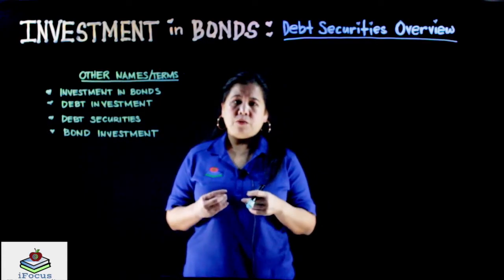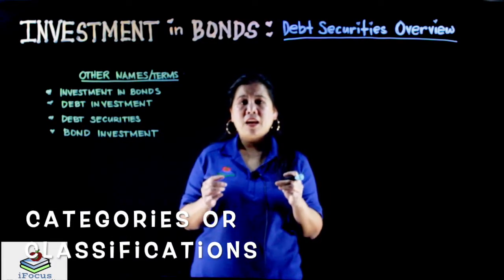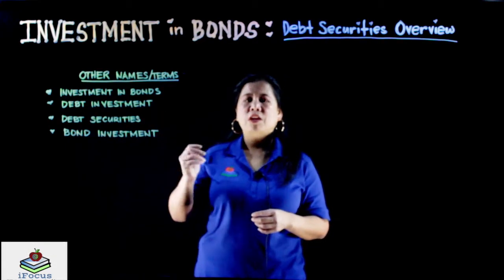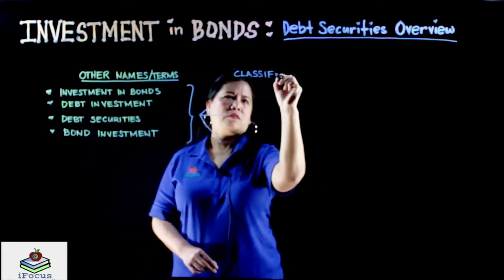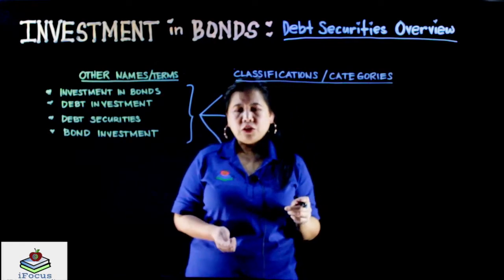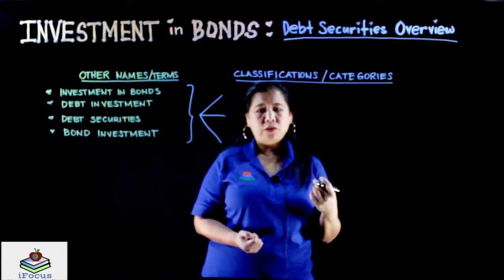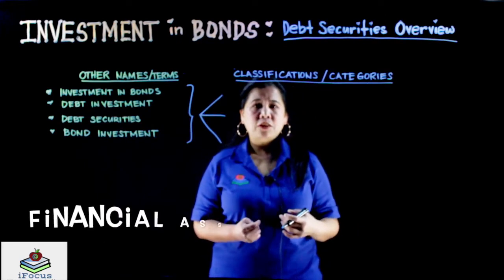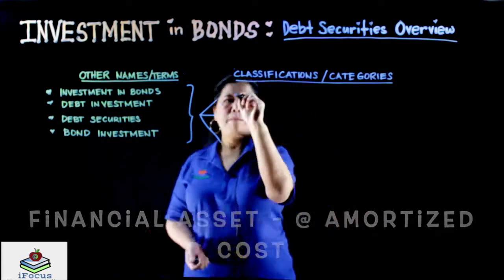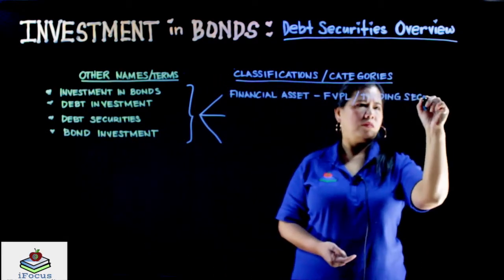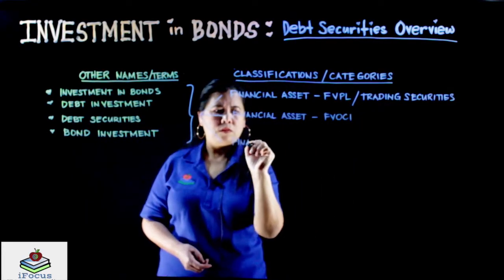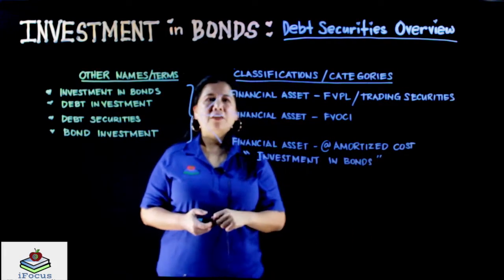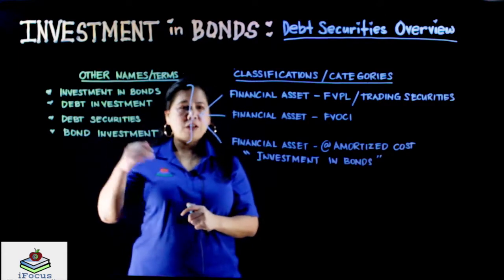Alright. This investment in bonds, may mga categories ito or may classifications itong investment in bonds natin. So the classifications or categories of this investment in bonds are financial asset, FVPL, financial asset, FVOCI, and the financial asset at amortized cost. Alright, ito po yung mga categories or classifications ng ating investment in bonds.